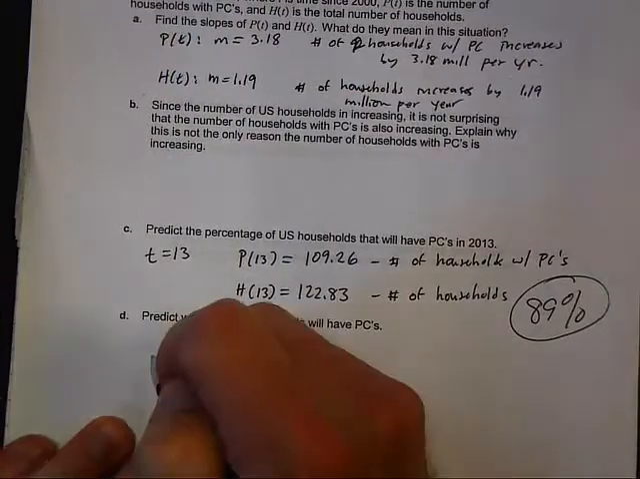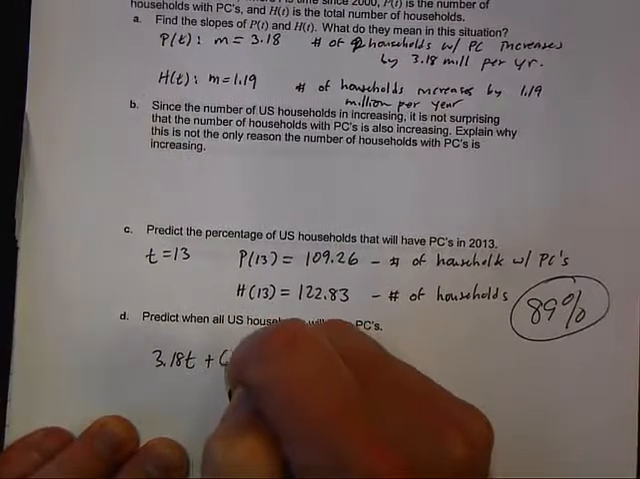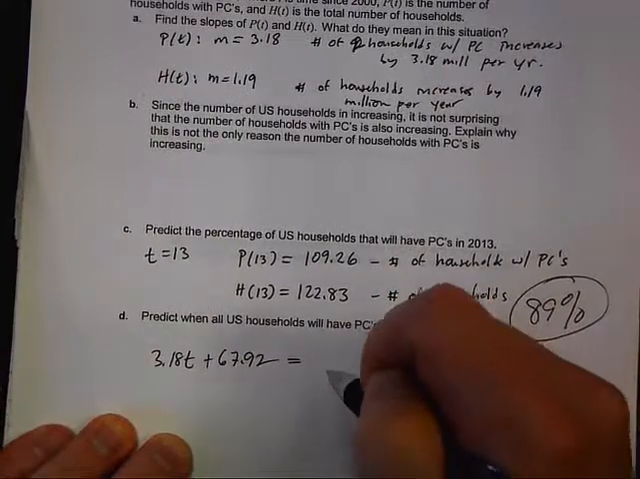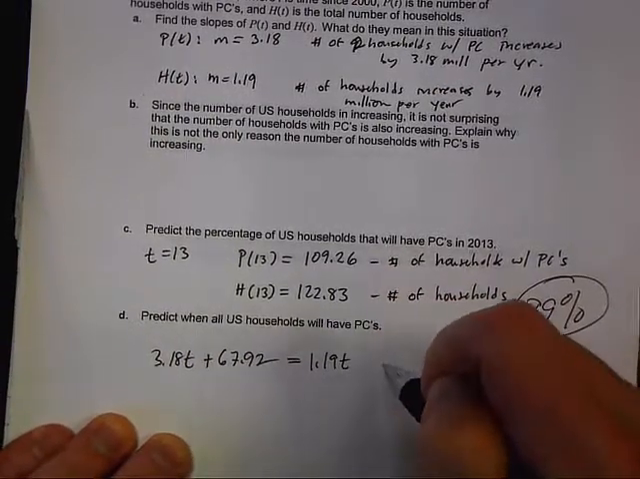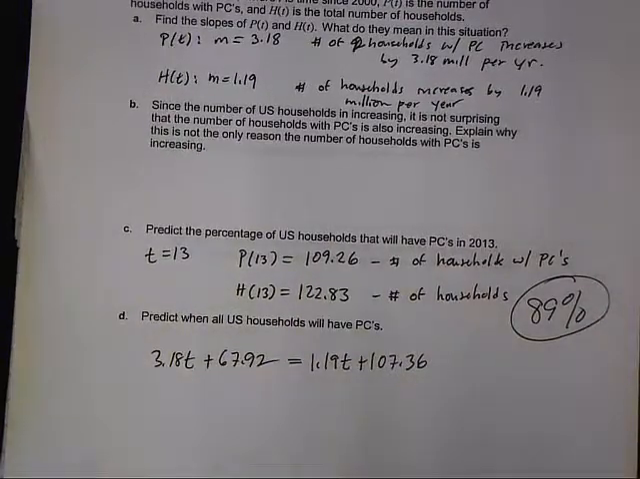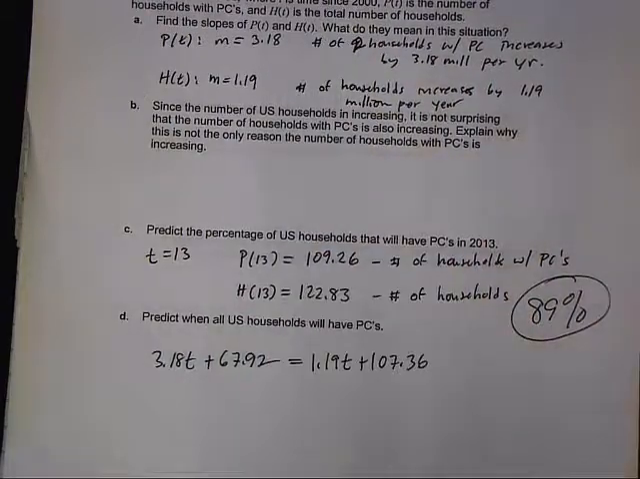So, I have 3.18t plus 67.92. That's all the households with computers. And I want that to equal all the households. So I think they're just asking us to solve that system of equations. And in this case, I chose to use the substitution method to solve. Why did I choose to use the substitution method? Basically, we already had y all by itself. Instead of using the letter y, we use the symbol h of t, and we use the symbol p of t, but those are really y.